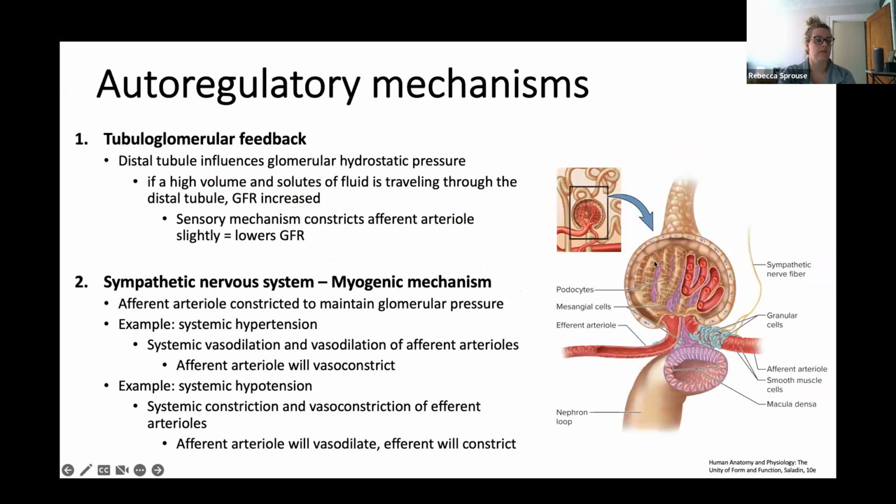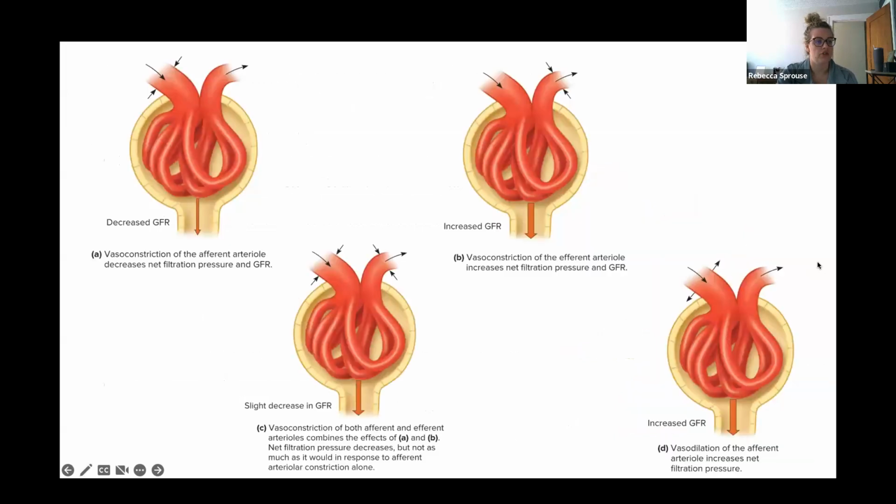It would be the opposite for a low blood pressure. So that's called a low filtrate volume. So it could be the opposite. If there's not enough filtrate in the tubules, then we would do the opposite effect. So these are two different ways that our kidneys control their own GFR.